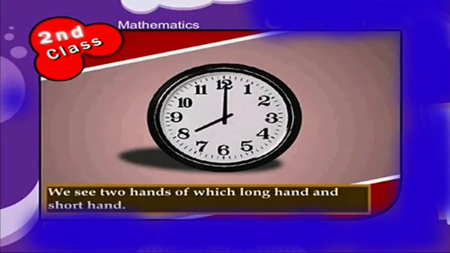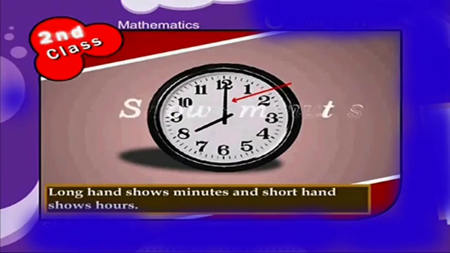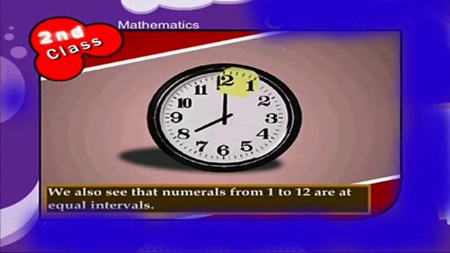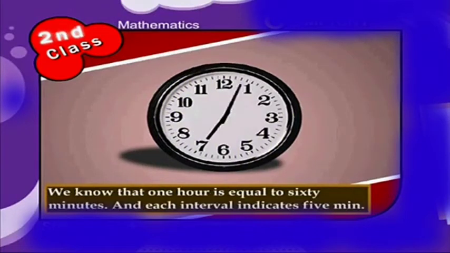We see two hands, the long hand and the short hand. The long hand shows minutes and the short hand shows hours. We also see that the numerals from 1 to 12 are at equal intervals.